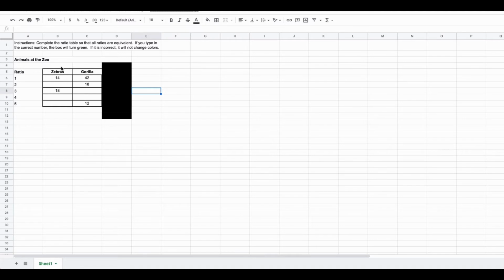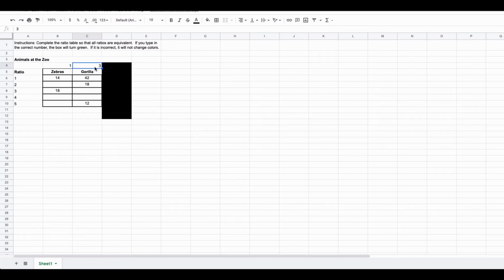The way I would do it, and there's more than one way to do it, is I would first simplify the 14 to 42 ratio down to a 1 to 3 ratio. And the way I'm getting there is I'm just dividing both things by 14. 14 divided by itself is 1, and 42 divided by 14 is 3. Now I can use the 1 to 3 ratio to build out the rest of this table pretty simply.